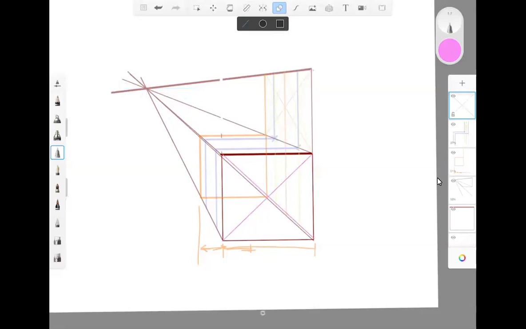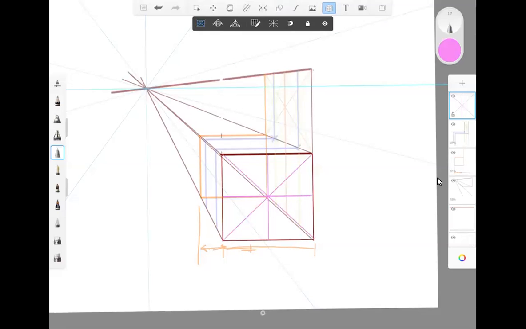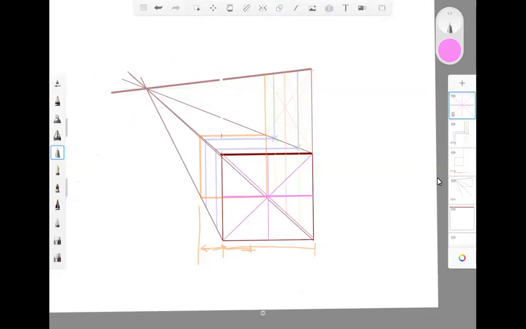Then I have my central vertical axis. Okay, I have my horizontal axis. Look at that. It's almost right through that center mark back there. Corner to corner, corner to corner, vertical, corner to corner, corner to corner, vertical.